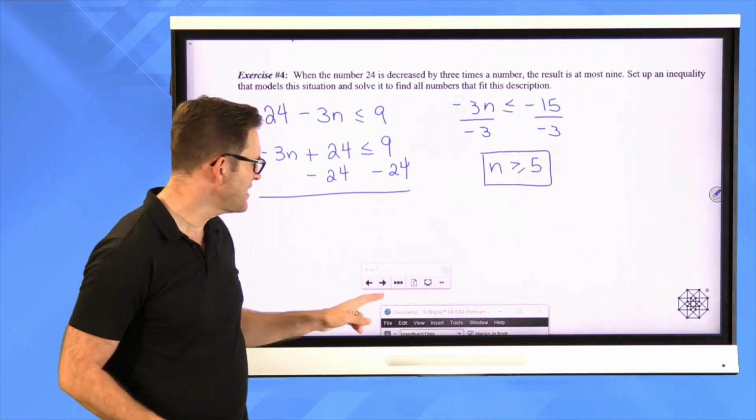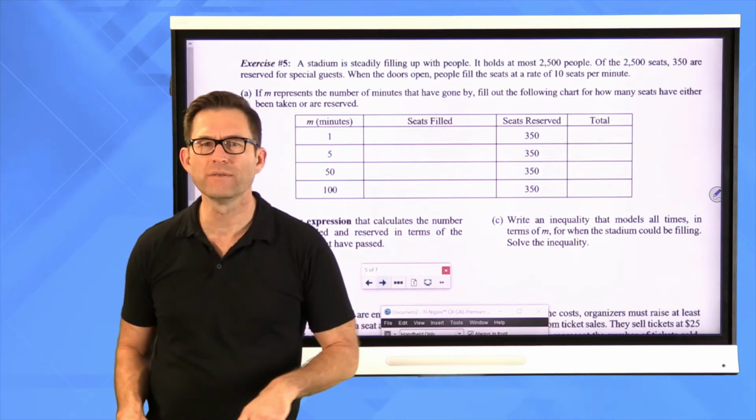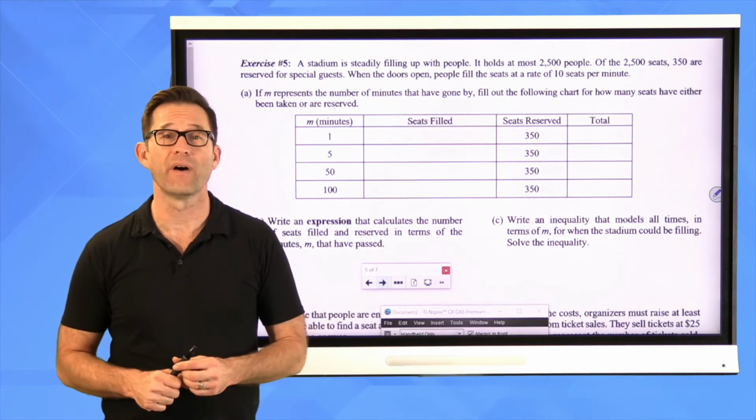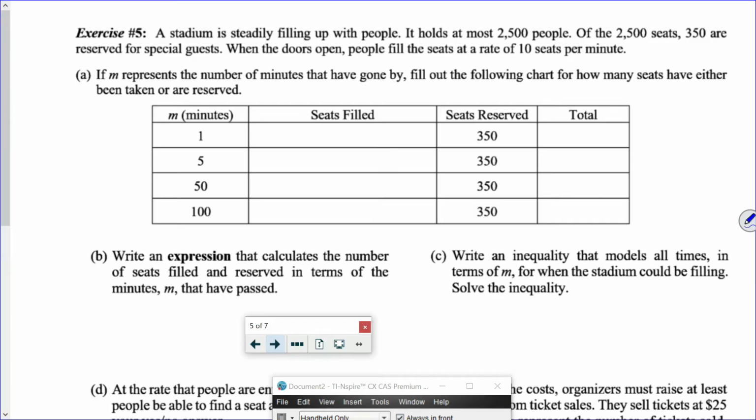Okay, let's now get into some that are a little bit more realistic, real world. Let's take a look at number 5. A stadium is steadily filling up with people. It holds at most, that's an important phrase, 2,500 people. Of the 2,500 seats, 350 are reserved for special guests. When the doors open, people fill the seats at a rate of 10 seats per minute.